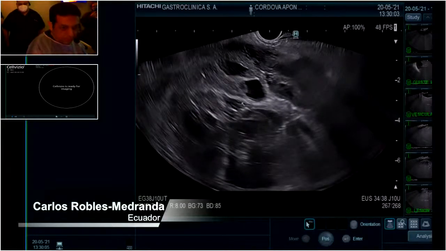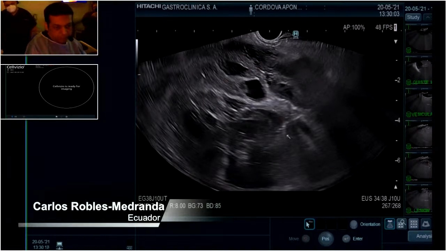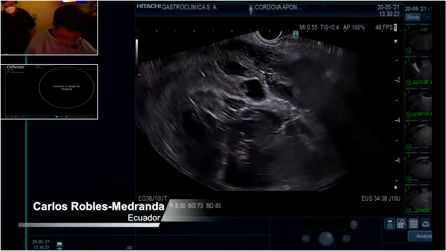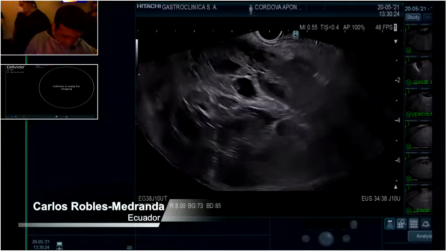So this is the cyst. You see? And there is a lot of thick septa. Yes.